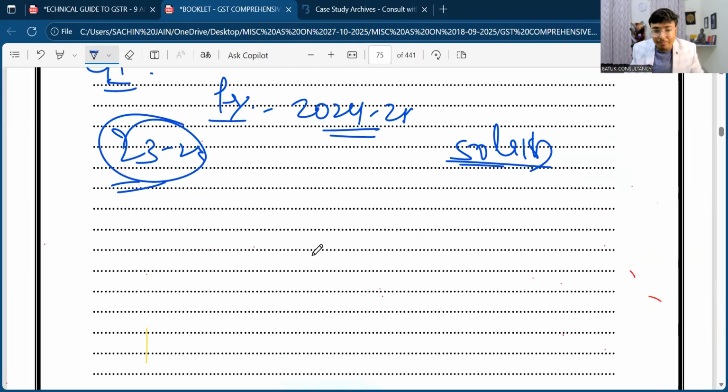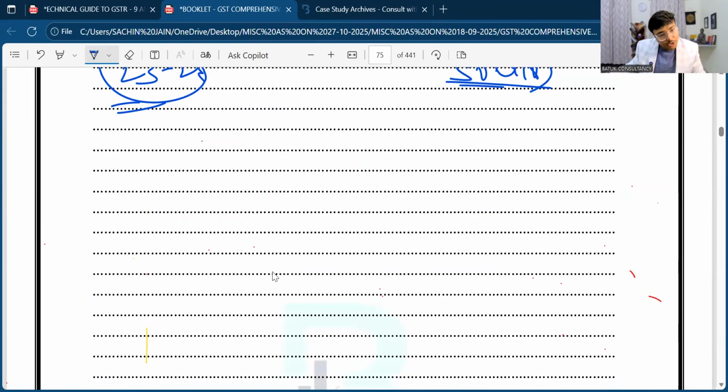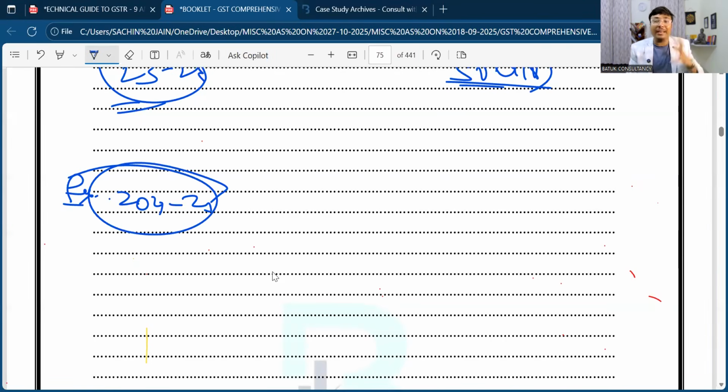So government said that for financial year 2024-25, if you forgot to claim any input tax credit, if you forgot to show any output tax liability, if you forgot to reduce your output tax liability, or if you forgot to claim or reverse the input tax credit, they will give you an extended timeline, that is 30th November of the subsequent financial year.